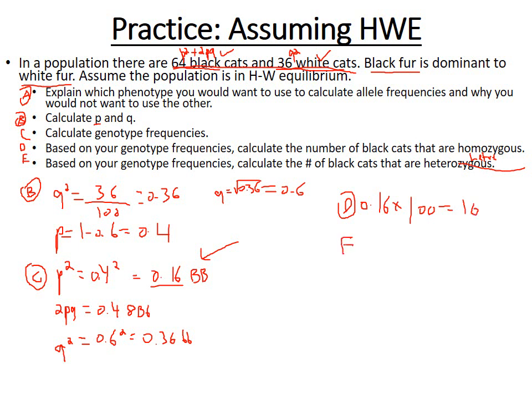Now there's two ways to do E. You could simply do 64 minus 16, because that would be the remainder of your black cats. Or you could do your actual frequency calculation. So you can do heterozygous 0.48 multiplied by 100, and you get 48. If you add these numbers together, you should get 16 plus 48, 64 black cats total. So now out of the 64, you know which ones are homozygous dominant and which ones are heterozygous.